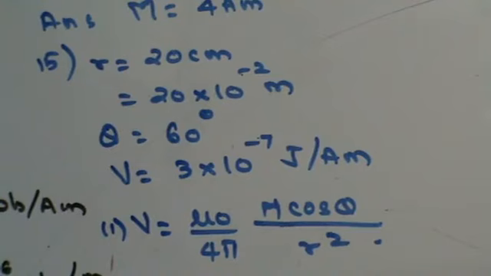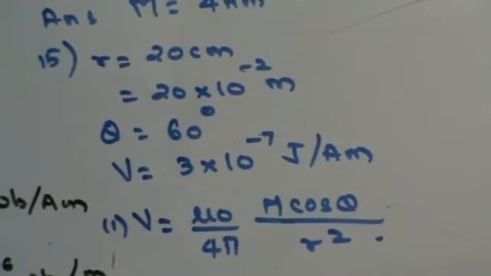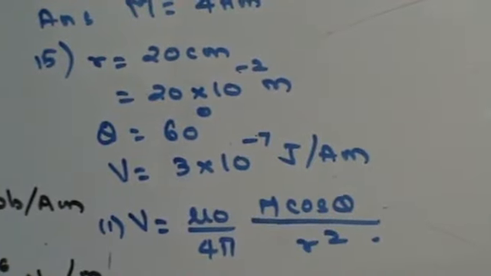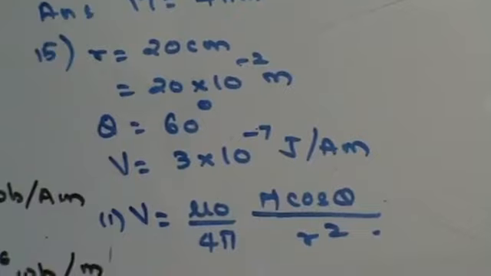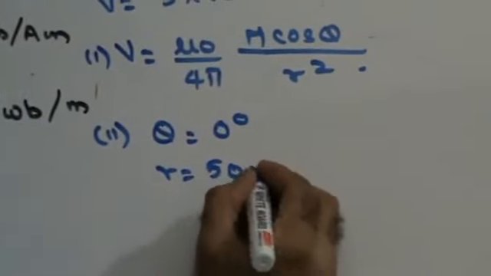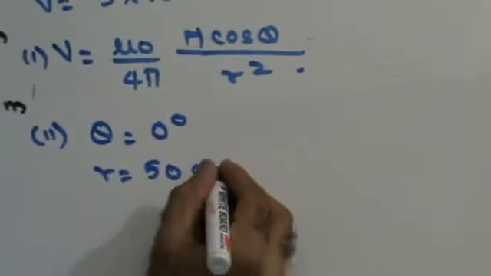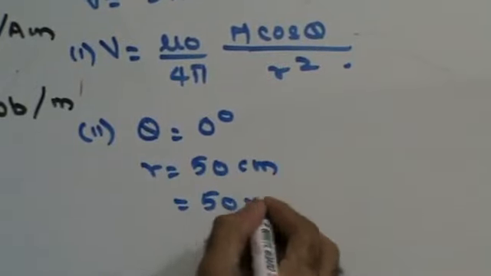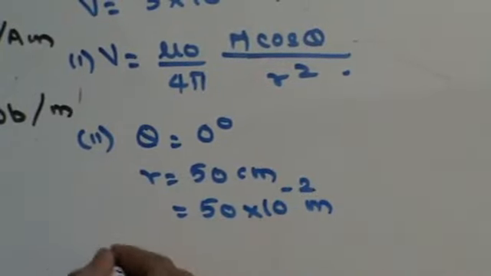Also find, can someone just read the last part of the question to me? Find the magnetic induction at a distance of 50 centimeters. Along the axis, just make that correction. At a distance of 50 centimeters along the axis. Now along the axis means theta will be 0 degrees. Distance for magnetic induction is given to you as 50 centimeters, so this can be written as 50 into 10 raised to minus 2 meters.